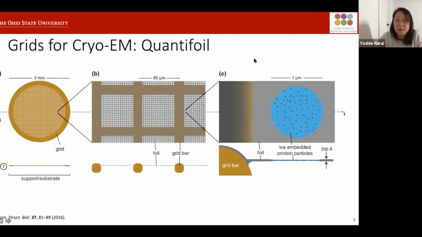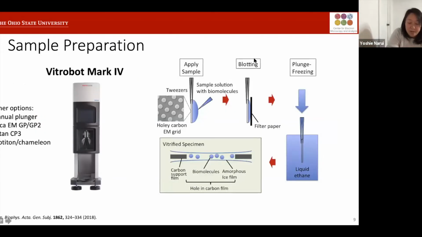Okay, so back to the Vitrobot here. We're using the Vitrobot as an example because that's the type of plunging system that we have available at CEMAS. There are other options. For example, there are manual plungers. Also, Leica and Gatan have similar products. I'll talk a little bit about Spotiton and Chameleon when I'm done because it's a little bit different method. But all of these first three here rely on blotting your sample.